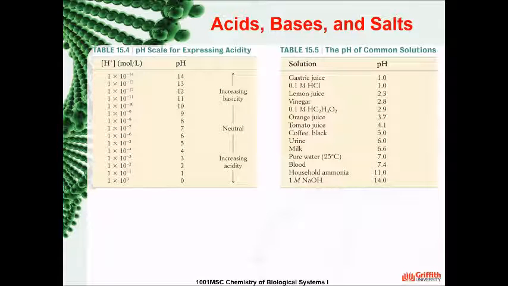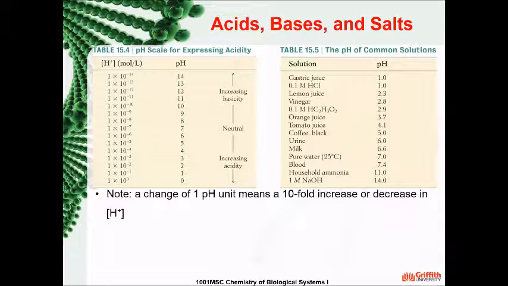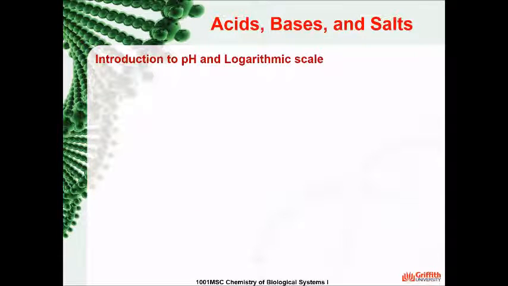The table on the right shows some pH values for common solutions. For example, water at 25 degrees Celsius is neutral and has a pH of 7. The table on the left shows the relationship between the pH and the hydrogen ion concentration. As previously mentioned, the pH is a logarithmic scale, so a change of 1 pH unit reflects a tenfold increase or decrease in proton concentration. pH is calculated using the formula: the negative log of hydrogen ion concentration.